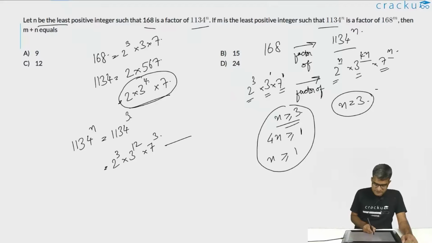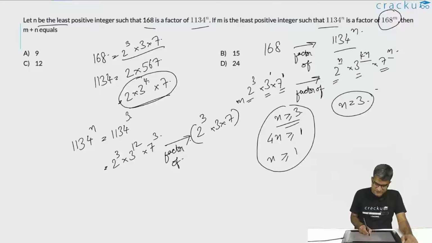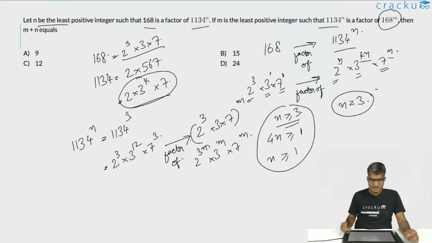This, we are told, is a factor of 168 to the power m. 168 to the power m is 2 cube into 3 into 7 whole to the power m. This is 2 to the power 3m into 3 to the power m into 7 to the power m. Again, if this number is a factor of this number, it would imply that 2 cube has to be less than or equal to 2 to the power 3m. That is, 3 has to be less than or equal to 3m.